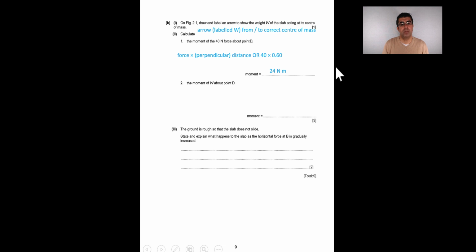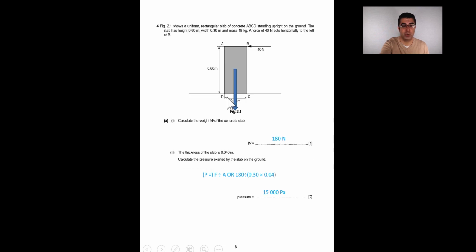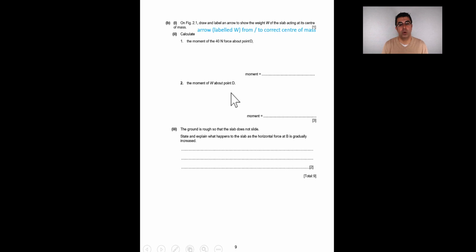The weight W about the pivot D, or the point D. Again, moment equals force times perpendicular distance. This is where a lot of mistakes were made. Why is it 180 times 0.15? Well, if I go back to the diagram, this whole thing is 0.3. So half of it is 0.15. Your pivot is the point D. Here's your weight of 180. So it's 180 times 0.15, which would have given you 27 Newton meters.